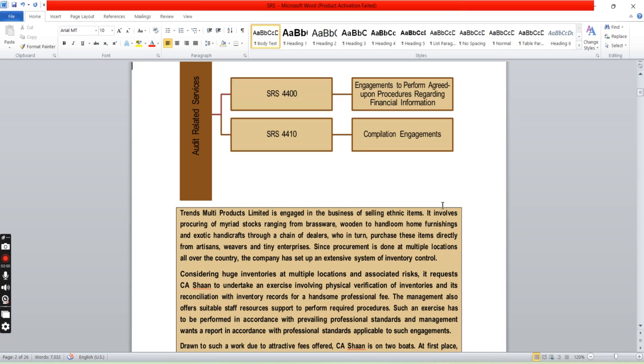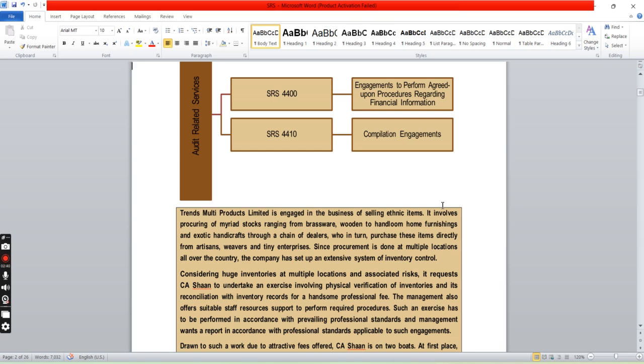Trans Multi Product Limited is engaged in the business of selling ethnic items. It involves procuring myriad stocks ranging from brasswares and wooden items to handloom for home furnishing and exotic handicrafts, through a chain of dealers who in turn purchase these items directly from artisans, weavers and tiny enterprises. Since procurement is done at multiple locations all over the country, the company has set up an extensive system of inventory control. Considering the huge inventory at multiple locations and associated risk, it requires CS Shan to undertake an exercise involving the physical verification of inventory and its reconciliation with the inventory records for a handsome professional fee.